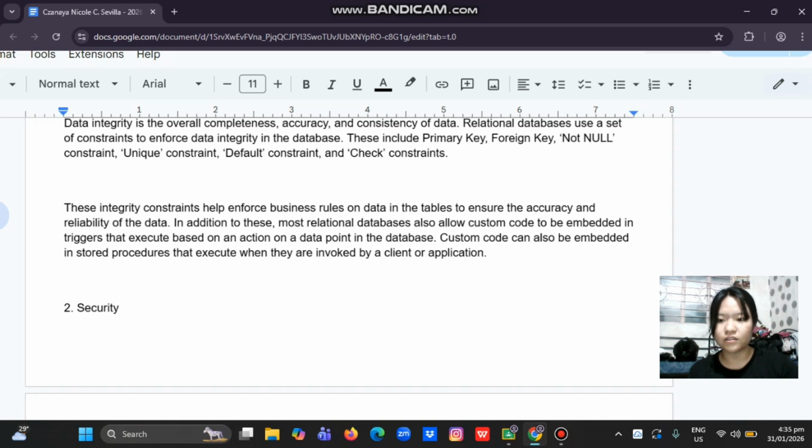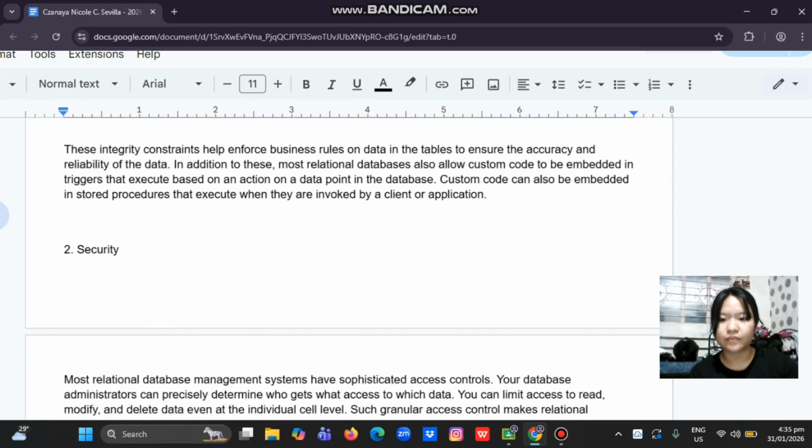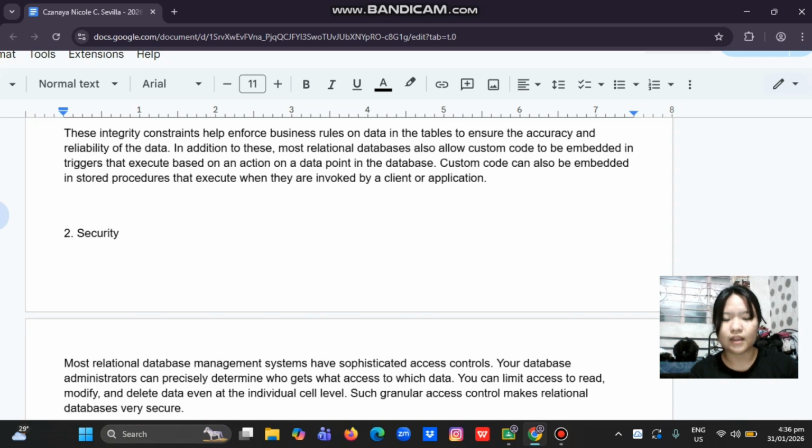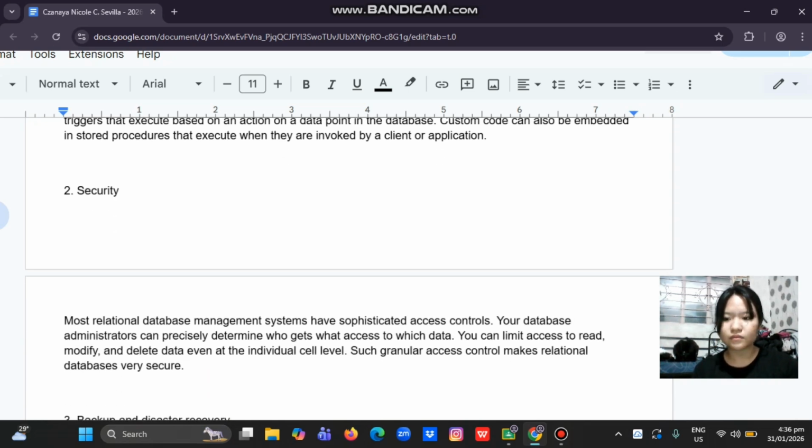These integrity constraints will help enforce business rules on data in tables to ensure the accuracy and reliability of the data. In addition to this, most relational databases also allow custom code to be embedded in triggers that execute based on an action on a data point in the database. Custom code can also be embedded in stored procedures that execute when they are invoked by a client or application.